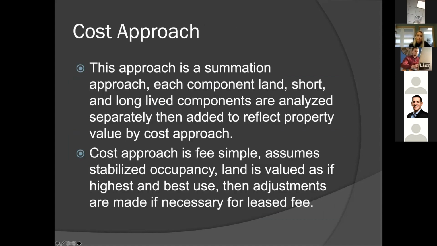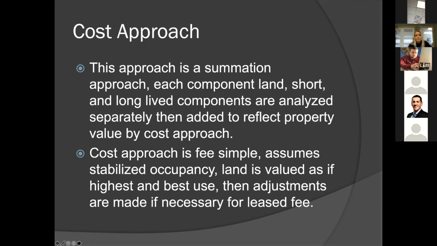Cost approach, summation approach, basically it's a componentized approach. You look at land value, and you look at the short and long lived components. You look at your soft costs, entrepreneurial costs, or developer's profit. Add all those up, and then consider what your depreciation is, whether it be physical, functional, or economic.